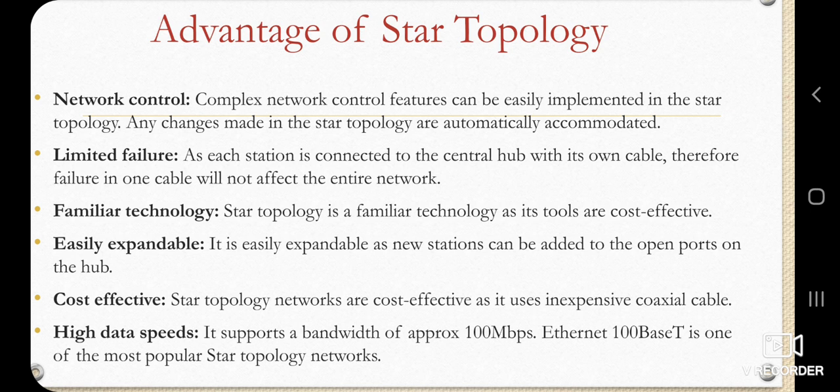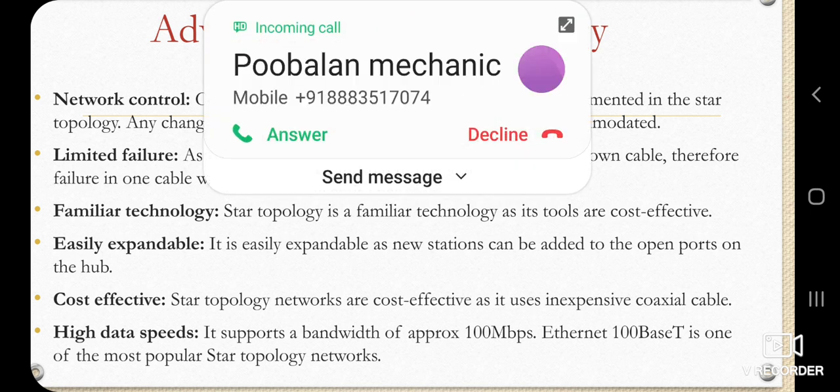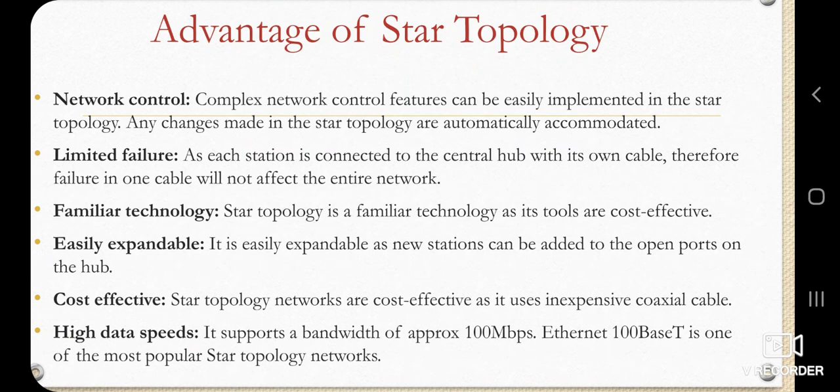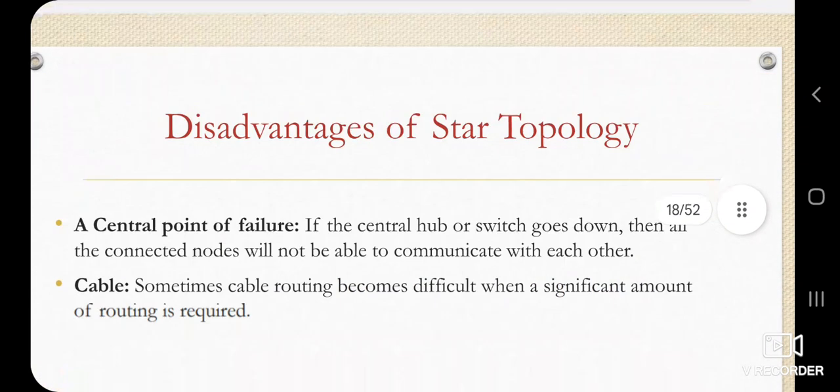Familiar technology. Star topology is familiar technology as its tools are cost effective. Easily expandable. It is easily expandable, as new stations can be added to the open ports on the hub. Cost effective. Star topology networks are cost effective as they use inexpensive coaxial cable. High data speeds. It supports bandwidth of approximately 100 megabytes per second. Ethernet 100 Base-T is one of the most popular star topology networks.